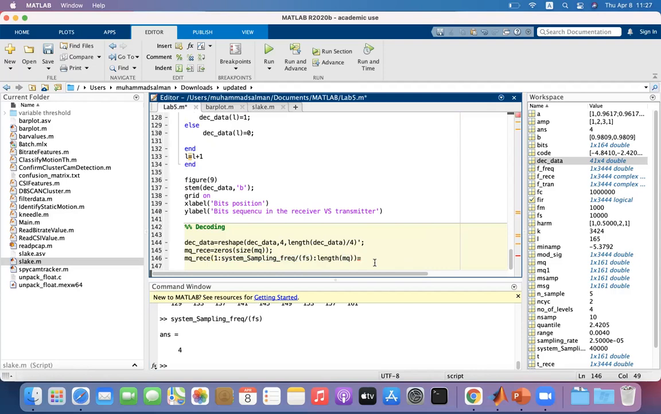And then I should use the binary to decimal, binary to DEC. This is the built-in MATLAB function. I think binary to decimal is BI2DE. And then I should say that the decimal data, which is this one. And then the left is MSP, right? So I should say left dash MSP.